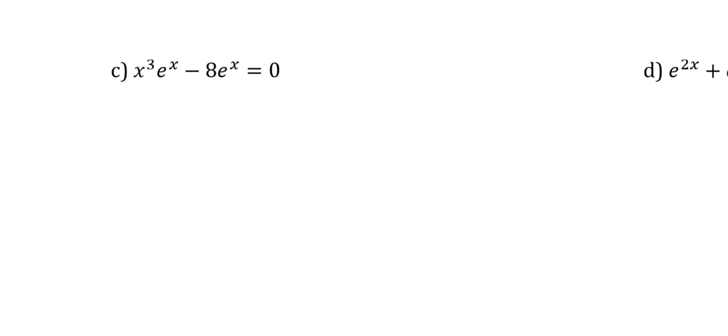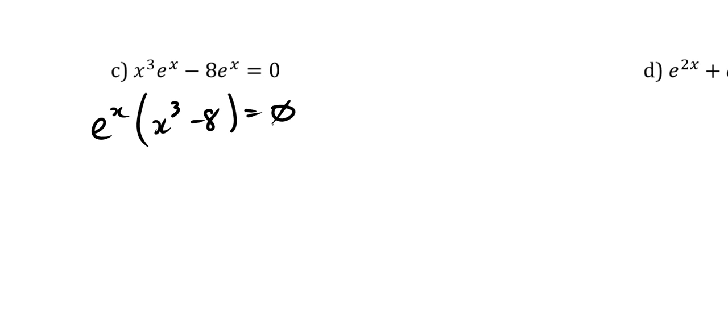So x cubed times e to the x minus 8 times e to the x equals 0. So if it's a common factor, I'm going to be able to factor out e to the x out of both of those. And what am I left with? x cubed minus 8. And all of that is equal to 0.